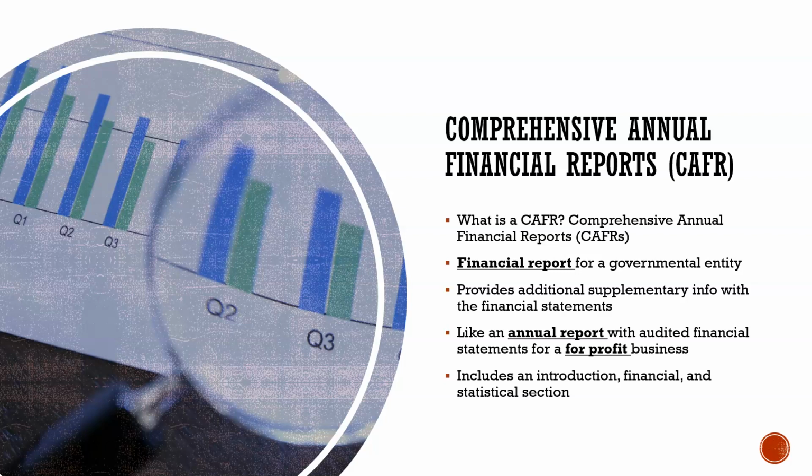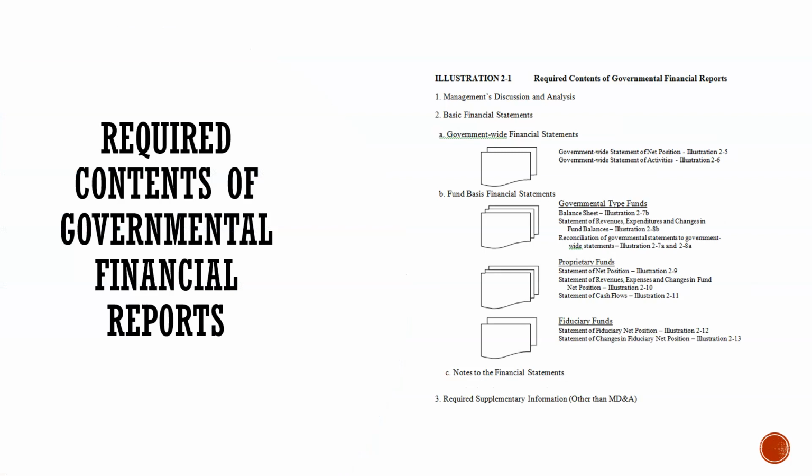These CAFRs also provide some additional supplementary information. You'll see this later. We'll refer to these as RSI, required supplementary information. Those are held within the financial statements. You can kind of almost think of those as like notes to the financial statements. Then we've got the annual report. We just got to think about these kind of like an annual report for a for-profit company, right? They include financial statements, they include an MD&A, they include all of that fun stuff that you typically see in an annual report from a for-profit business. And there are 3 sections to this, and we'll go over these in greater detail later, but there's an introductory section, a financial section, and the statistical section.